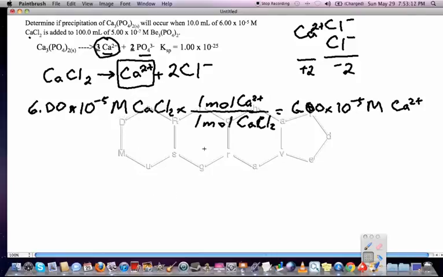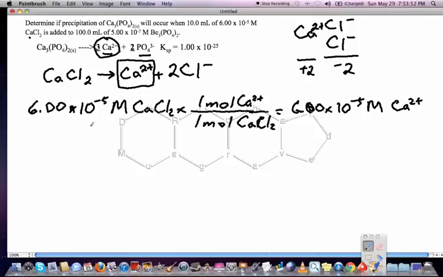Alright, so now we're going to have to take this 6.00 times 10 to the negative 5 molar. That's the initial Ca2+ solution, and now we've got to figure out what happens to it when we dilute it. Now if you remember what I said before, we're going to take the 10.0 ml solution of calcium chloride and add it to the 100.0 ml solution of the beryllium phosphate. That means we are now going to go from a 10.0 ml solution to 110.0 ml. So what I've got to do is a dilution type problem to figure that out.